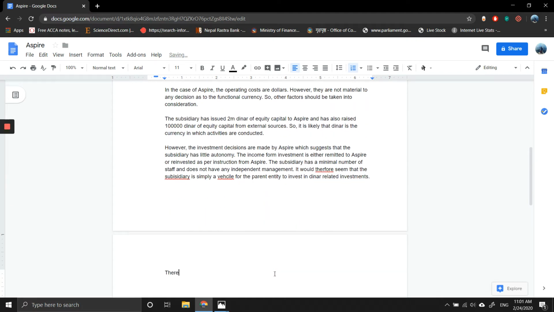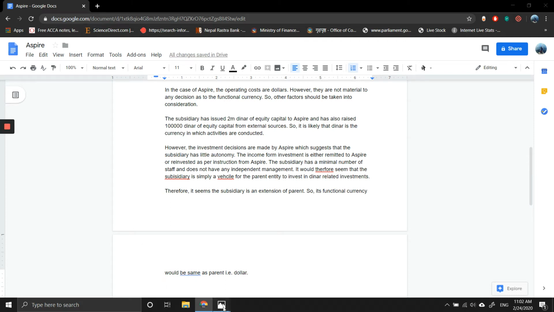Therefore, it seems the subsidiary is an extension of the parent, and so its functional currency would be the same as the parent, that is dollar.